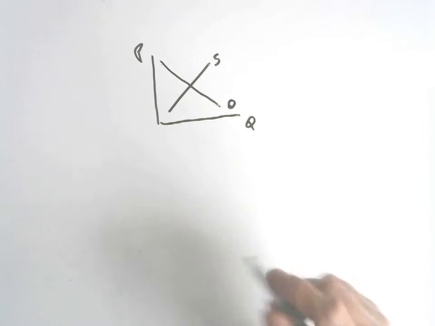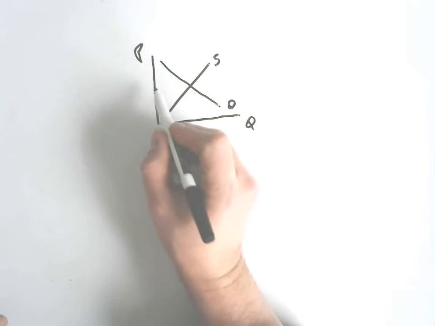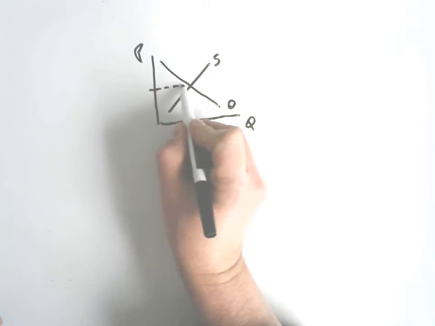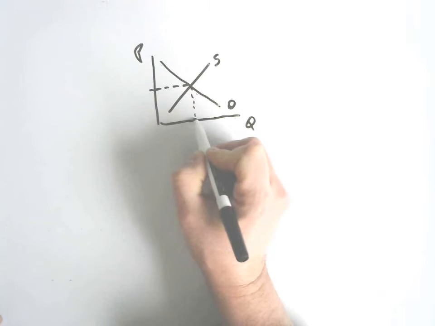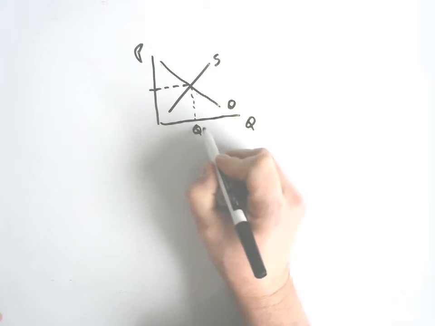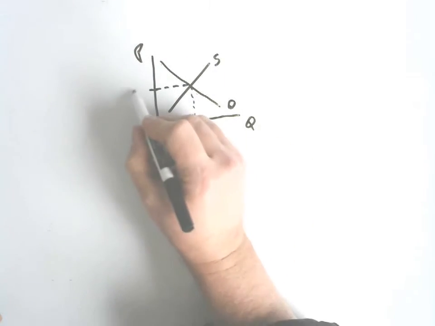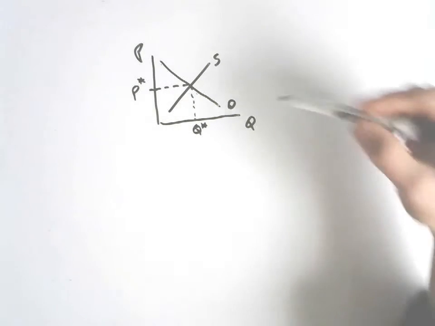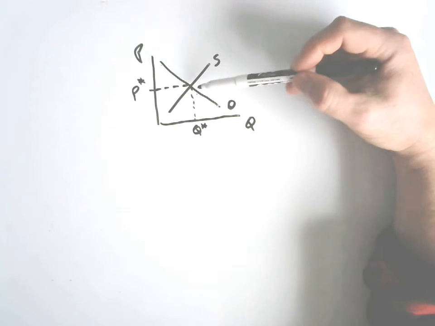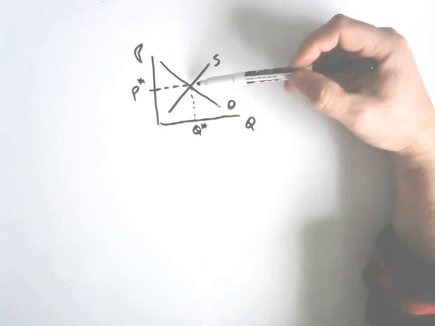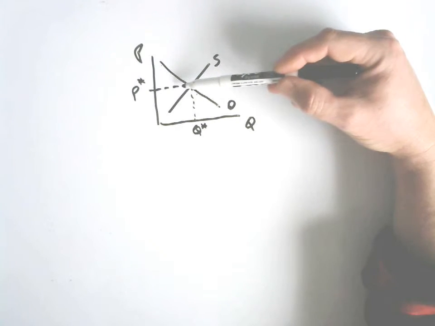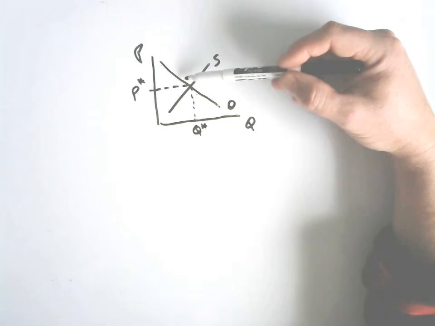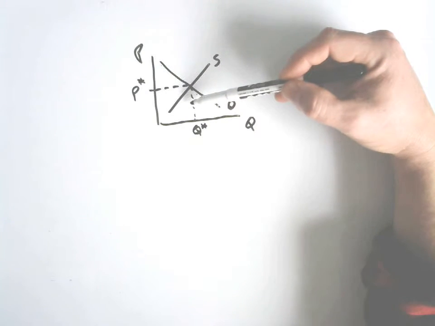Now, if we also remember, at this intersection of supply and demand, where quantity demanded equals quantity supplied, the market was in what we call equilibrium. And we also called this a steady state. The reason we called it a steady state was because the market has no incentive to deviate from a price of P star, because it would create an inefficiency in the market.